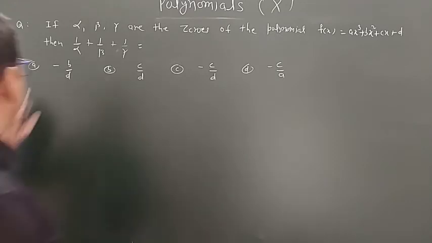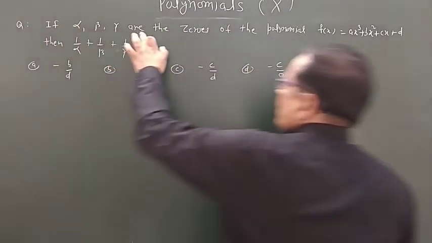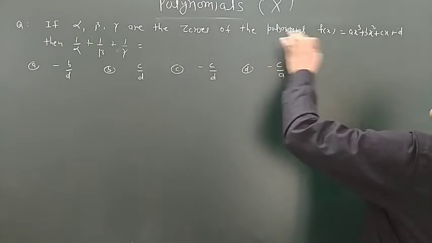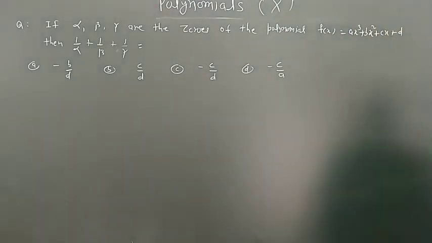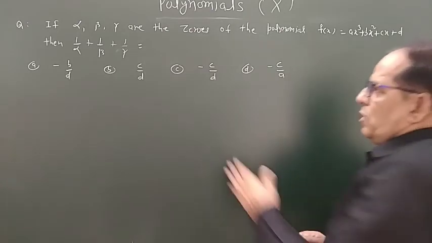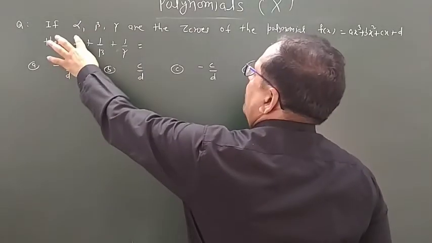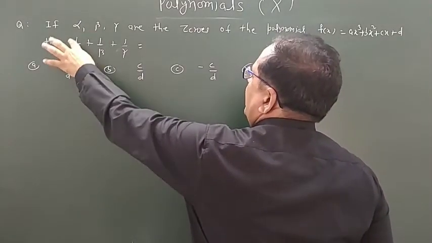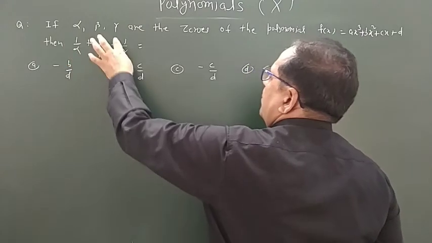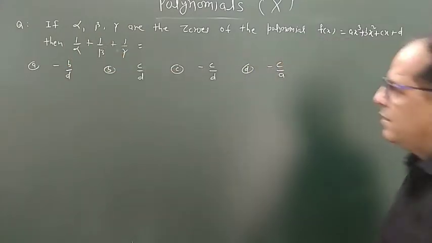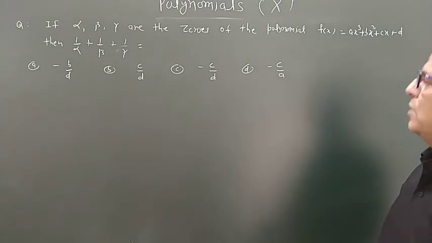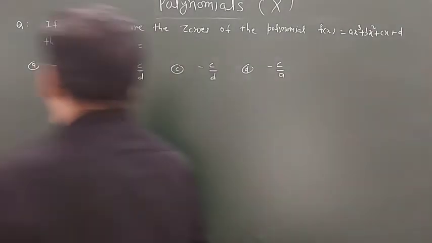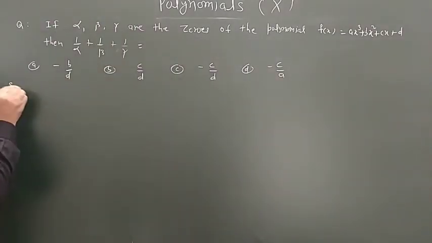Now one more question. If alpha, beta, gamma are the zeros of the polynomial f(x) equal to ax cube plus bx square plus cx plus d, this is the cubic polynomial, so clearly three zeros are there, and we want to find the value of 1 upon alpha plus 1 upon beta plus 1 upon gamma. The options are: first, minus b upon d; second, c upon d; third, minus c upon d; and fourth, minus c upon d. So solve this question. How can we simplify it?